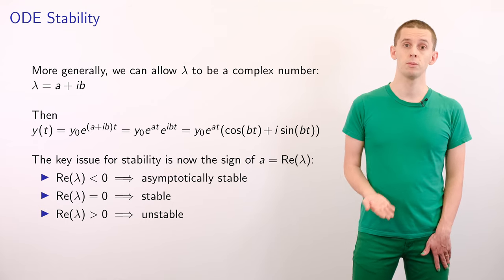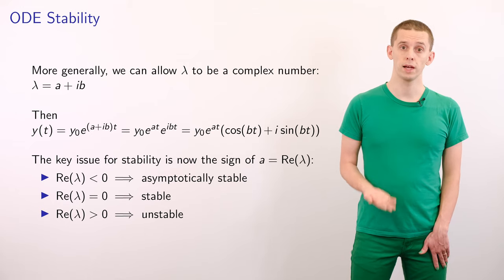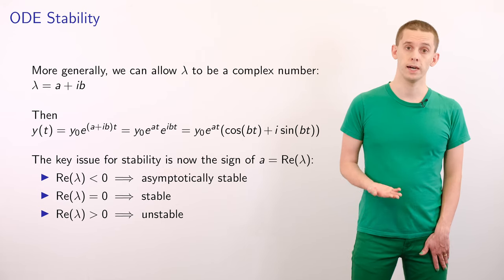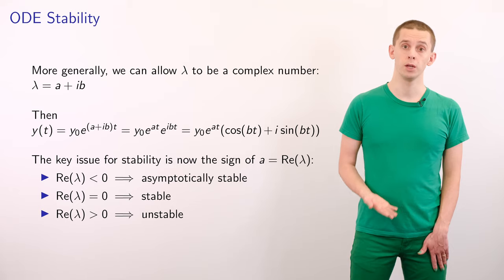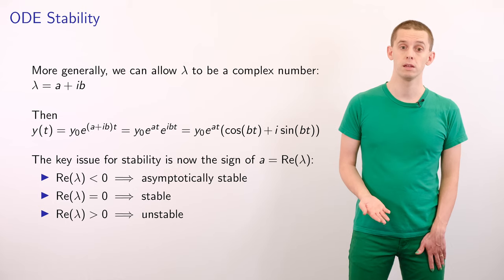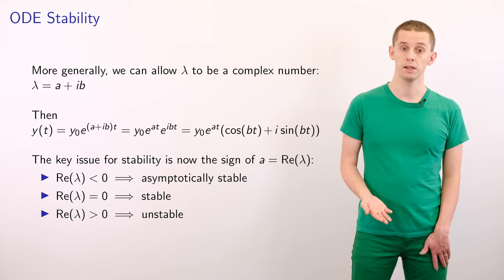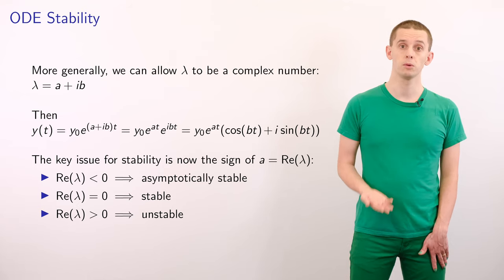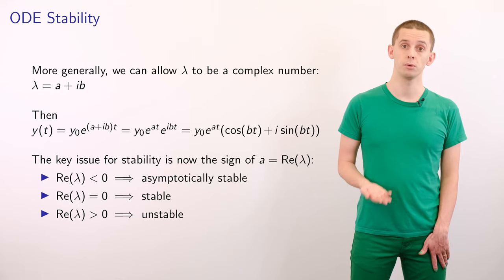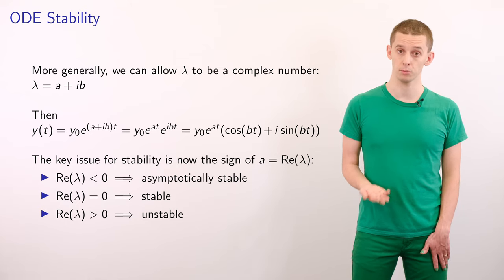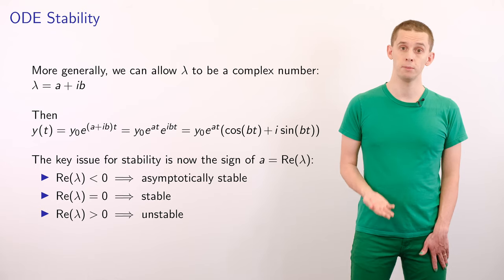And this term involving trigonometric functions will have complex magnitude always equal to 1. And therefore, if we're looking at the magnitude of our solution, then it will be determined by the e to the at term. And therefore, for stability, it's only dependent on the sign of a, which is equal to the real part of lambda. And so in general, we'll have that the real part of lambda less than zero gives us asymptotic stability. The real part of lambda equal to zero gives us stability, but not asymptotic stability. And the real part of lambda greater than zero gives us an unstable solution.